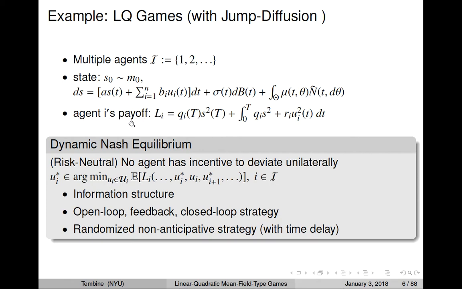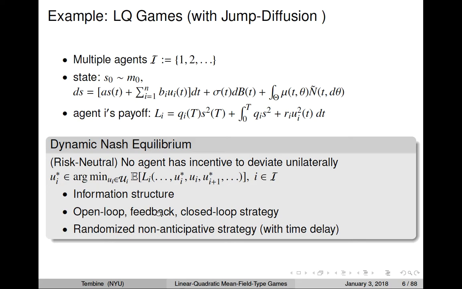Now, the agent I optimizes this loss function. So it's going to pick a control action UI such that this loss function in its expected value will be minimized. And that's what we call a risk neutral Nash equilibrium. And this consists to minimize the expected value of the loss function. Of course, this problem depends on the information structure that is available to the player I and all the other players and so on. Open loop strategy is a strategy that is measurable with respect to time only. And the state does not appear here because you don't see it. The information that is available is time and the starting point.